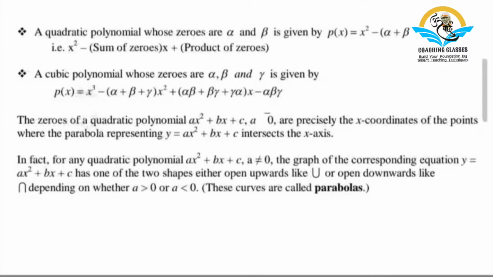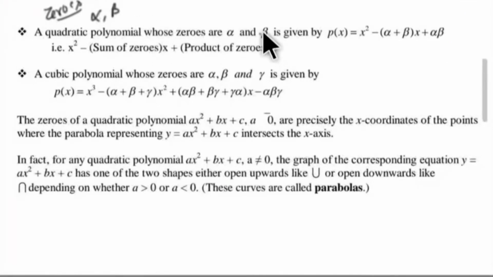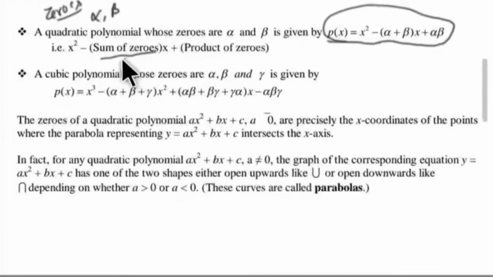Now if you are given alpha and beta, that is zeros of a quadratic equation, and you have to find the quadratic polynomial, the formula is as given below: p(x) equal to x² minus (alpha plus beta)x plus alpha beta, or you can say p(x) equal to x² minus (sum of the zeros, that is alpha plus beta) into x plus product of zeros.